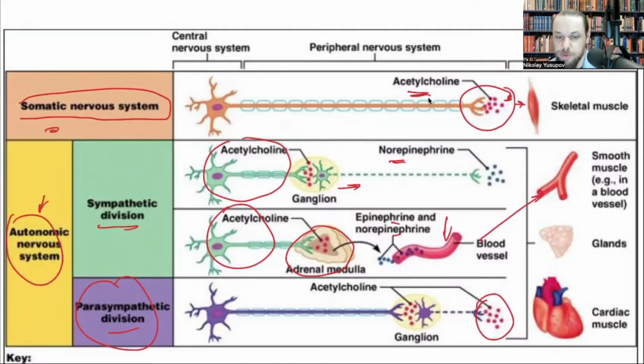And then we have the parasympathetic division with acetylcholine. The response there is basically rest and digest. So if you have acetylcholine acting on the cardiac muscle, M receptors, it's going to slow down the heart rate.